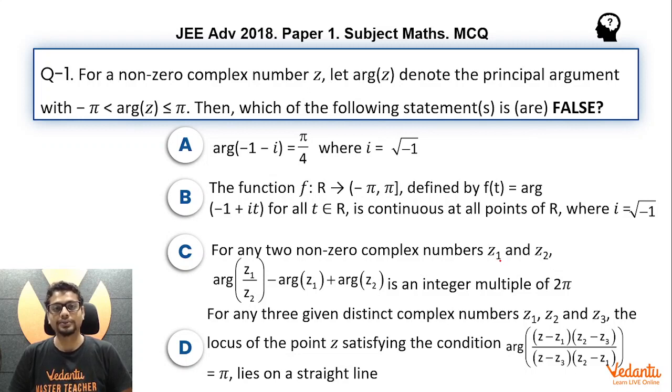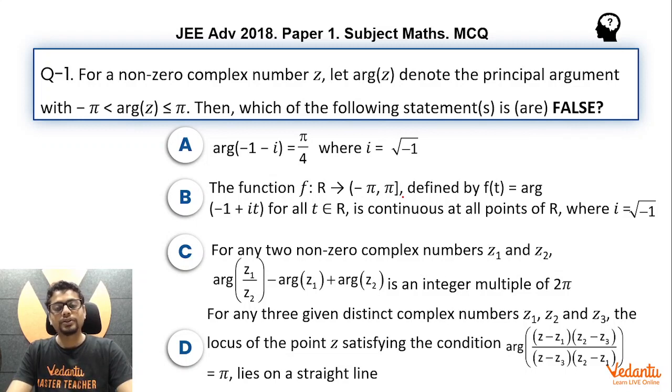So here, it's important for us to note that there are four options and we have to mark the options or the statements which are false. Here the first three statements are very simple and the fourth one is a better one. So let's first quickly solve the first three.